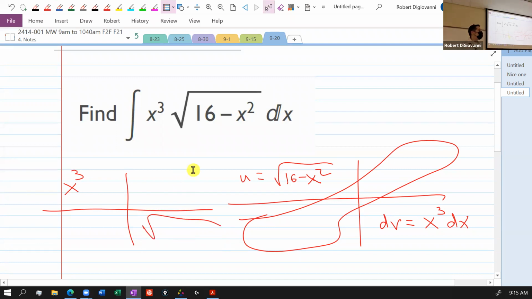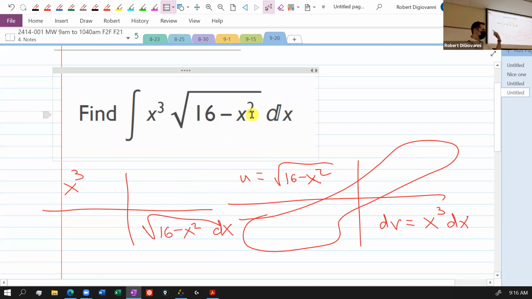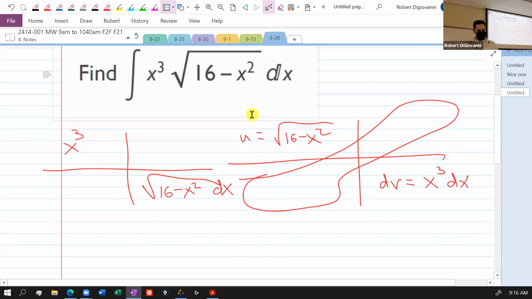The integration's not going to be doable, okay? That antiderivative of 16 minus x squared, this going up, you can't do, all right? So thinking no on that, but I do see a square root. I do see a number squared minus my variable squared. So now I'm thinking trig sub, all right?